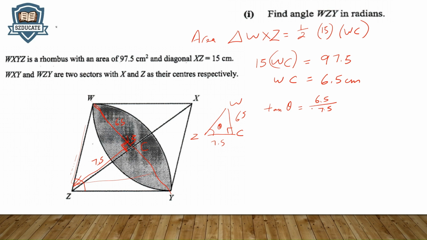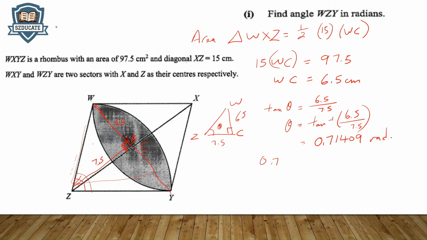Now notice here we want it in radian. So again, if you have not changed your calculator to radian mode, please change it. So theta equals tangent inverse of 6.5 over 7.5. Press the calculator and you will get 0.71409 for 5 SF in radian. This is not the final answer, that's why I don't bother to change to 3 SF. The question asks for angle WZY, which is the whole thing.